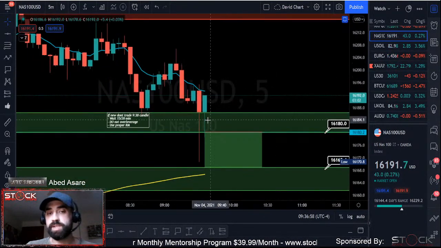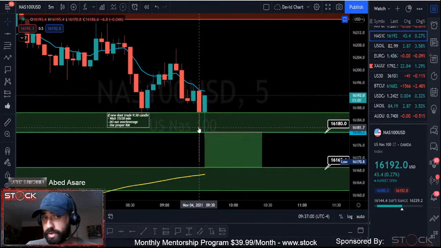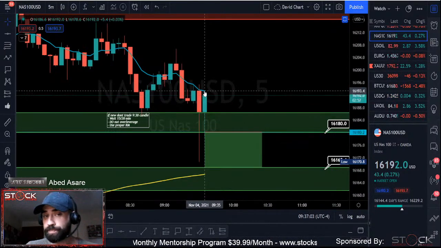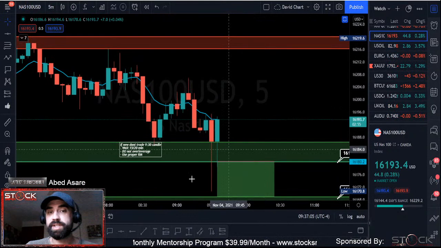Okay, look, Nasdaq. This is why you wait, push down 930. Now bouncing up, holding support here. Let's watch what's going to happen. This is the case.